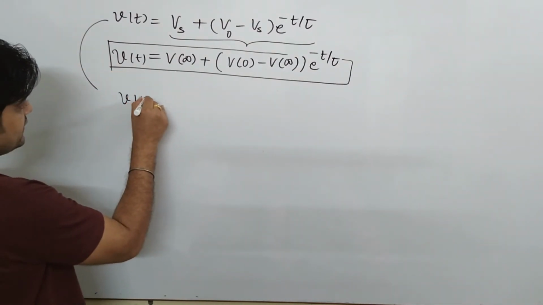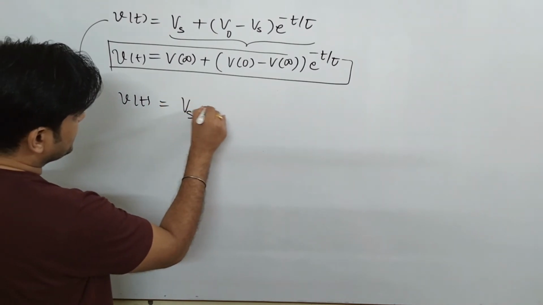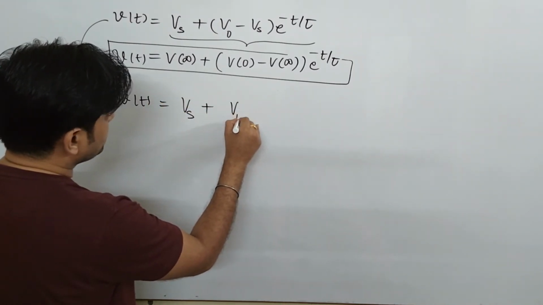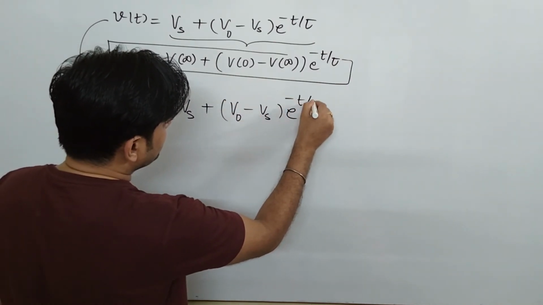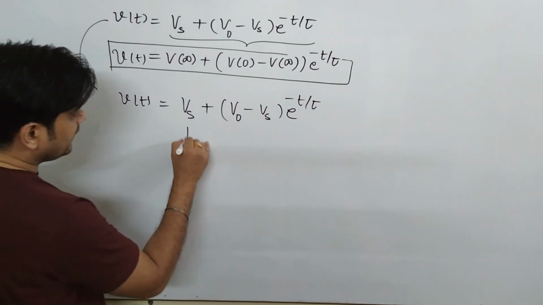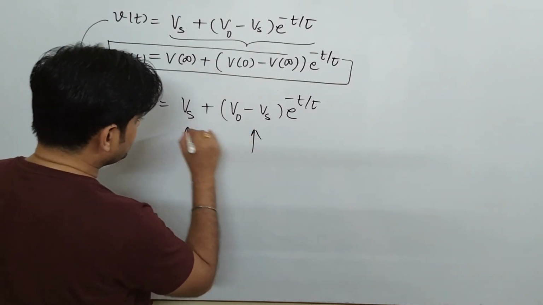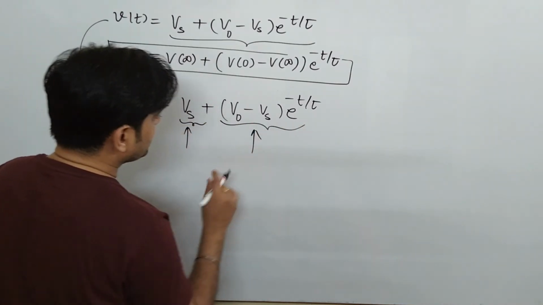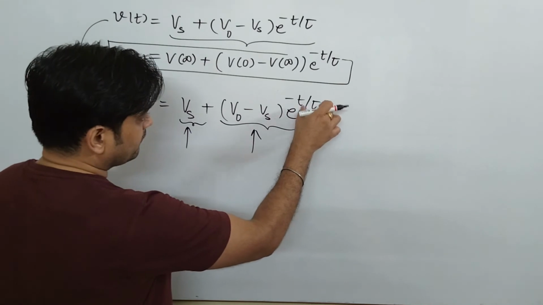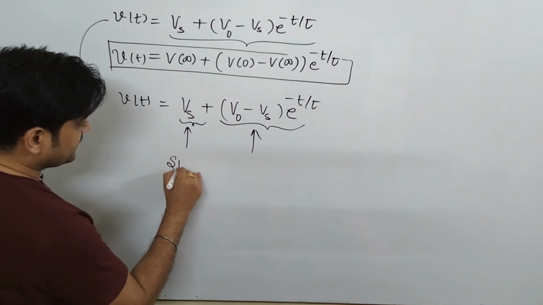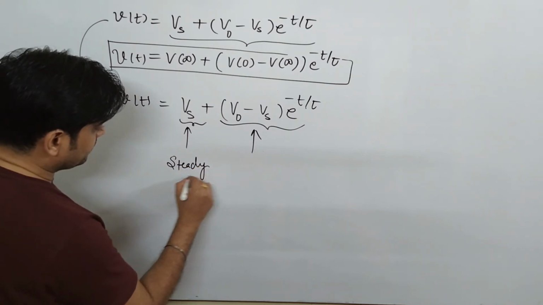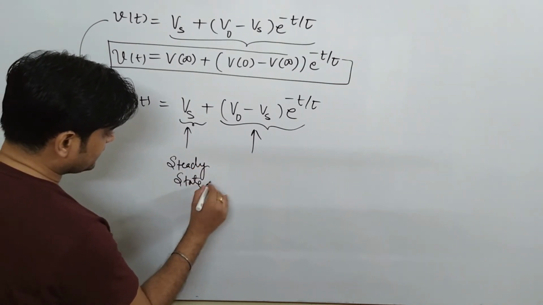again I am rearranging this. So your Vt is basically given by Vt is equal to Vs plus (V0 minus Vs) e to the power minus t by tau. If you see these are the two terms. This term carries a time varying element and this term is a constant. So you can say that this is a steady state behavior.